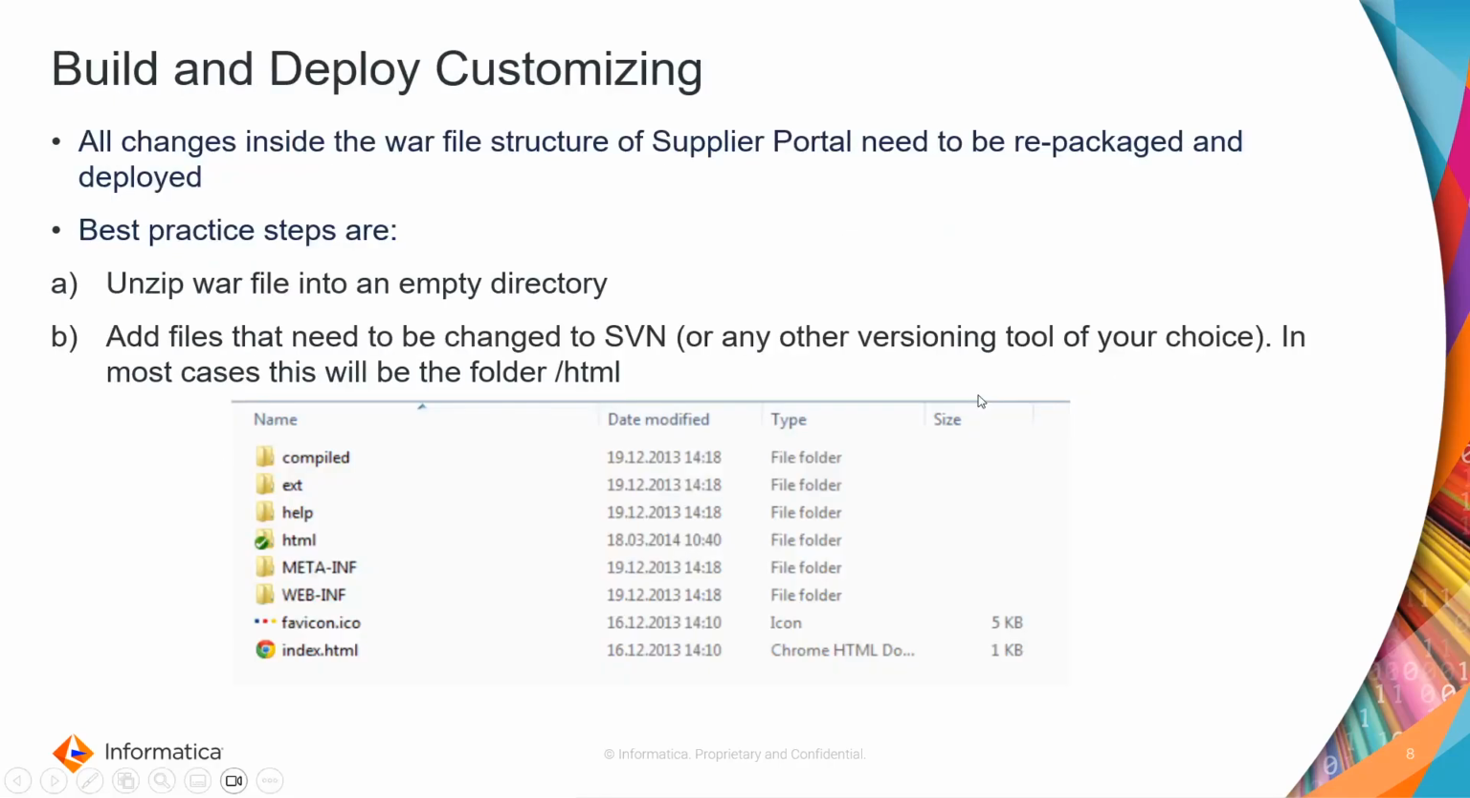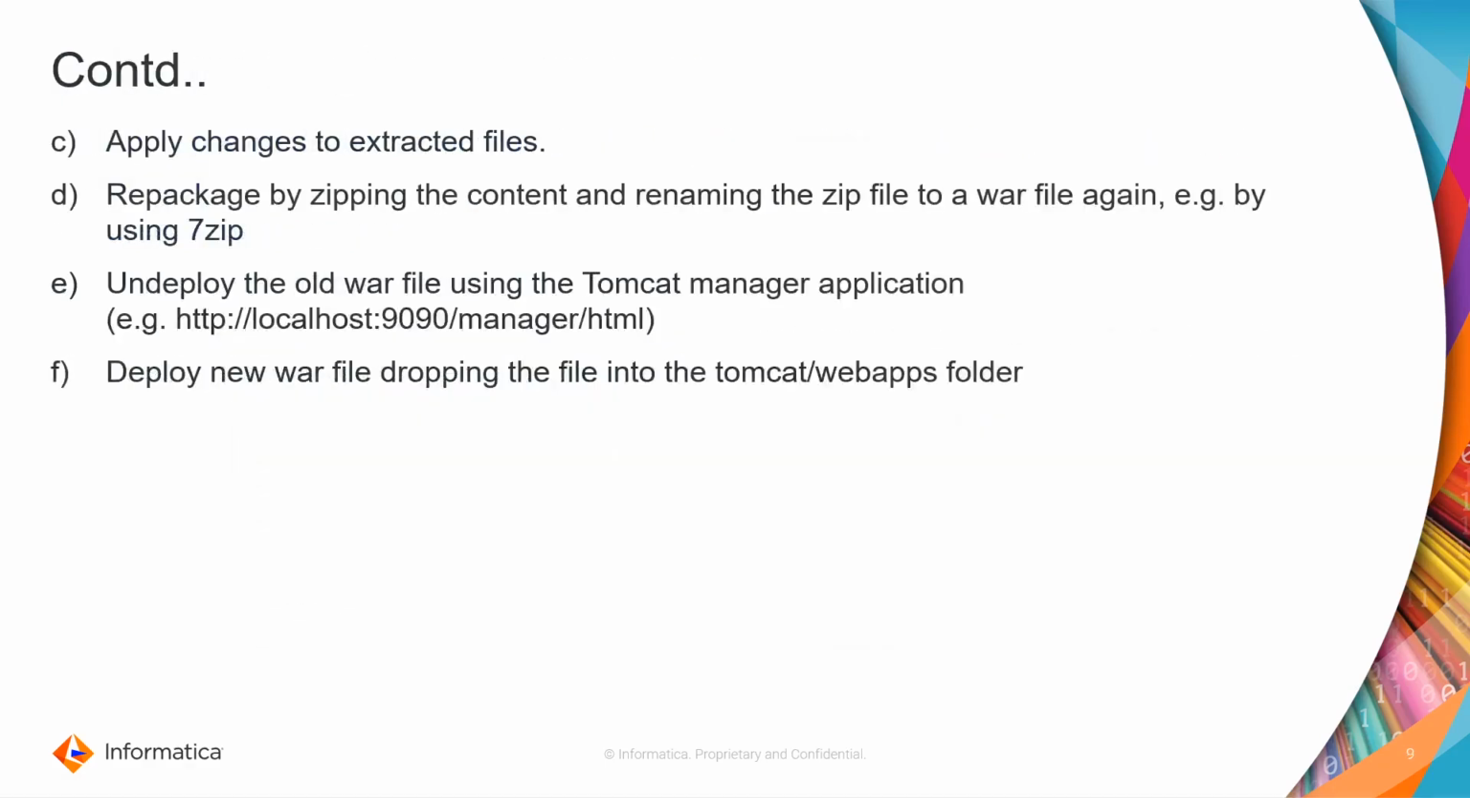Now let's move on to build and deploy customizing. Any changes within the Tomcat Web Apps HSX HTML folder require the HSX WAR file to be redeployed. The best practice is to unzip the WAR file into an empty directory, and the HTML files which require modifications have to be changed within this unzipped WAR file. Once the changes are done, repack the content into a zip file and rename the zip file into the WAR file again. Once this is done, deploy the new WAR file using the Tomcat Manager application.